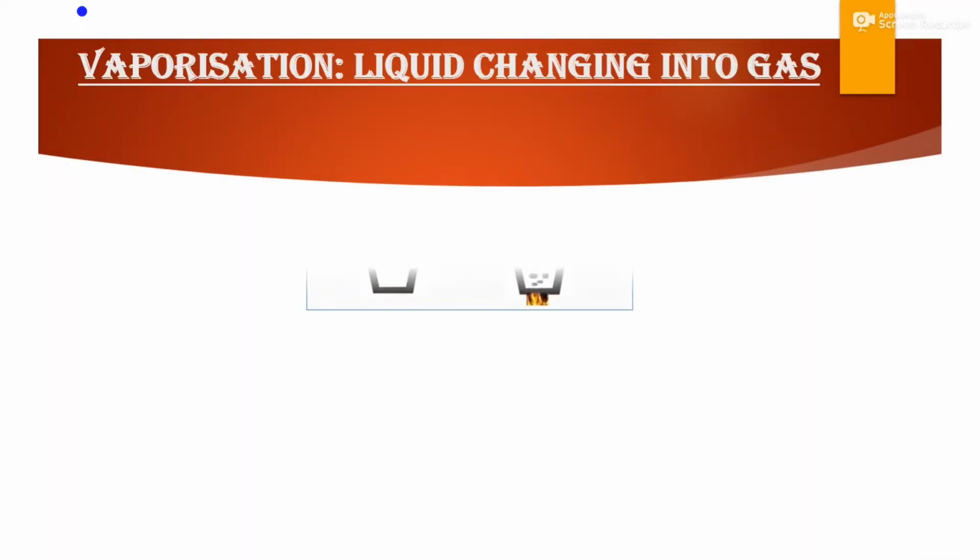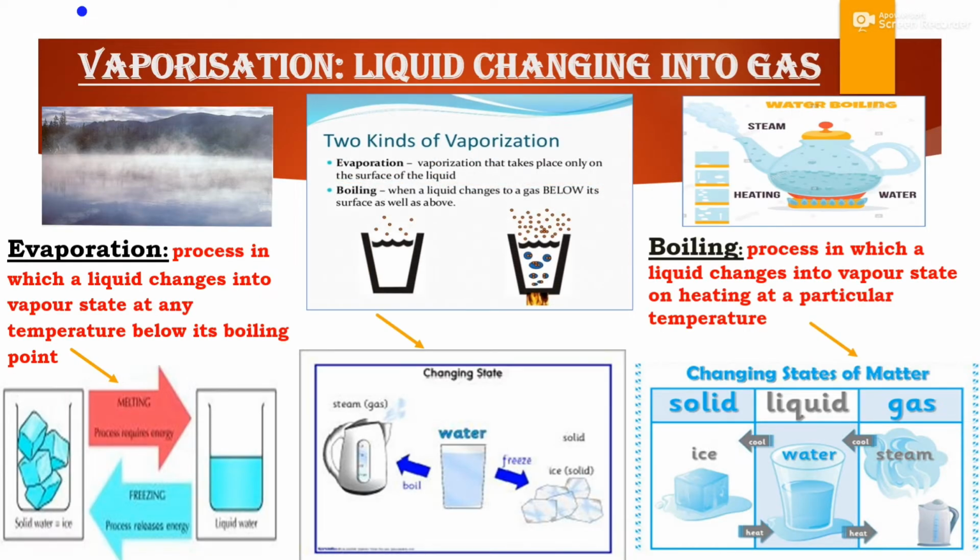Then vaporization, liquid changing into gas. Evaporation is the process in which a liquid changes into vapor state at any temperature below its boiling point. So two kinds of vaporization are there: one is evaporation and one is boiling. Evaporation takes place only on the surface of the liquid. It is a surface process. And boiling, when a liquid changes to a gas below its surface as well as above, is called boiling. So boiling occurs both from below and above, but evaporation occurs from the surface only.